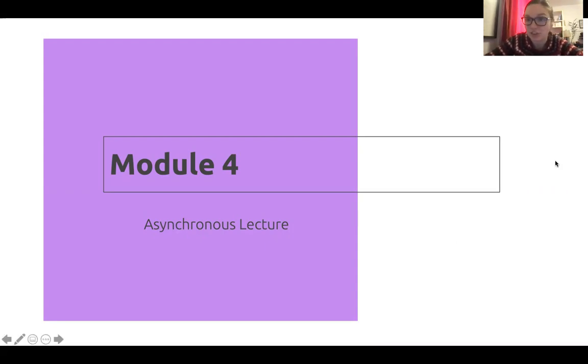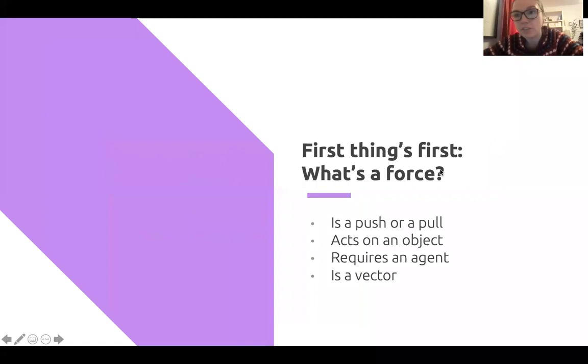So let's get started. First, I know a lot of this is going to be a review, and you probably know of forces or can conceive of what a force is. But just as a definition, a force is either a push or a pull. That could look like a lot of different things. It acts on an object, right?